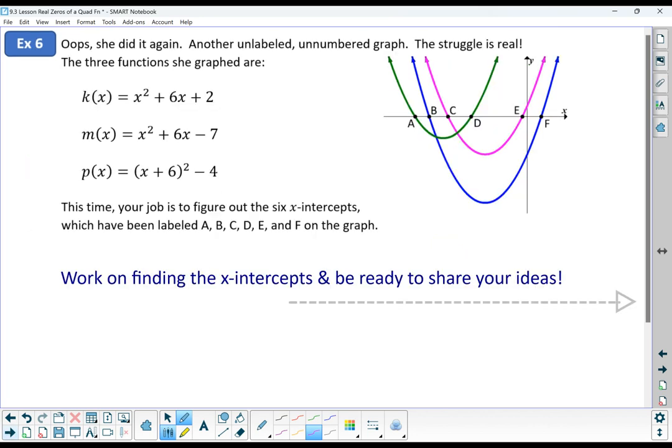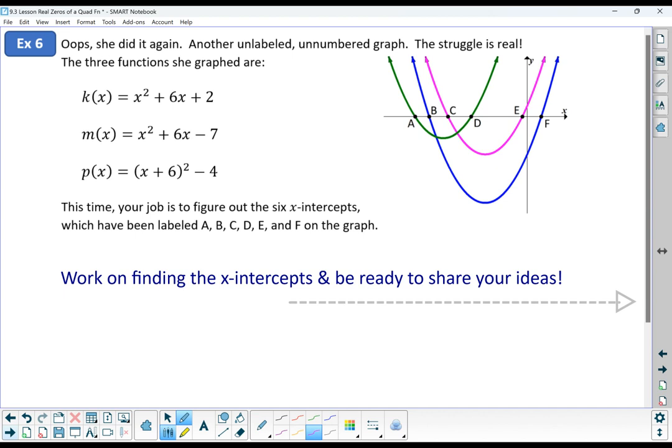Oops, I did it again. Another unlabeled, unnumbered graph. The struggle is real. The three functions that I graphed are k of x, m of x, and p of x. You can see the first two are in standard form and p of x is in vertex form.